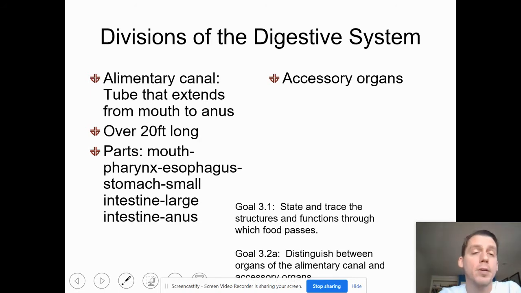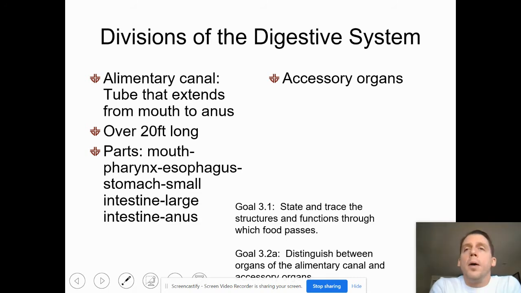The parts of the alimentary canal, which you should know, involve your mouth, the pharynx. The pharynx is the part where your mouth and your nose cavities meet, your esophagus, which goes down your throat and through your chest, your stomach, your small intestine, the large intestine, and finally the anus. That is the alimentary canal. It's literally the tube that food travels through.